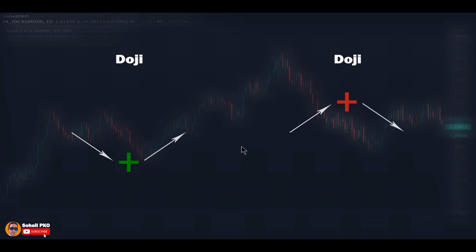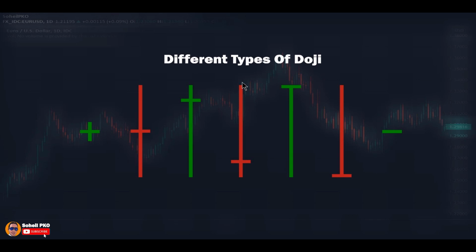Dojis are mostly considered in combination with other candlesticks in the form of a pattern, which I'll explain in the next episodes. We have different kinds of dojis and not all of them show indecision, and some of them are naturally bullish or bearish. There are 7 kinds of dojis. The first one is the one that we just discussed, and it's called a common doji, plus sign doji, or doji star.